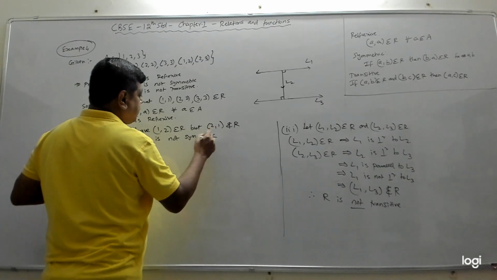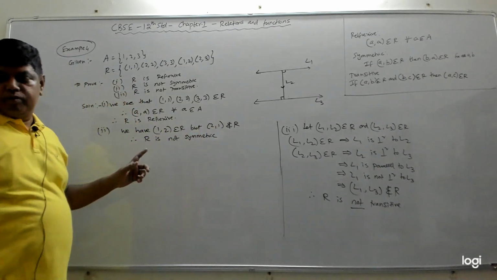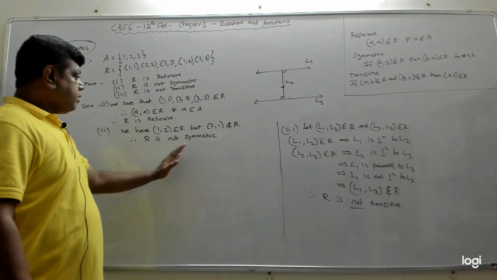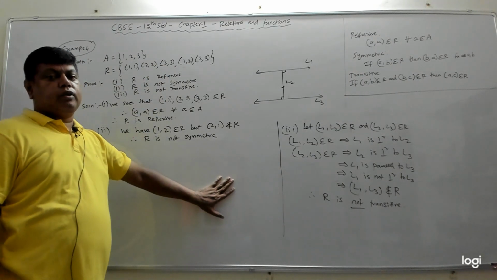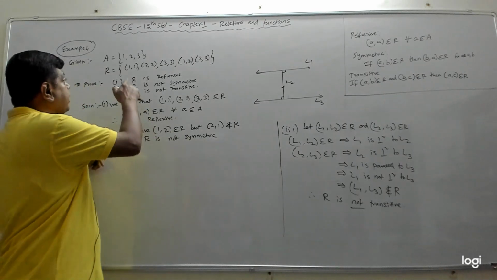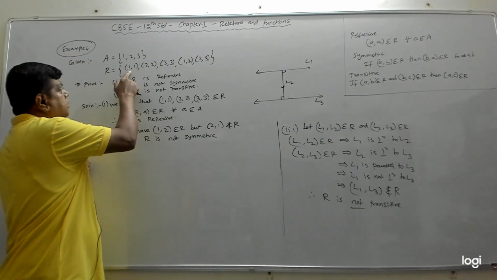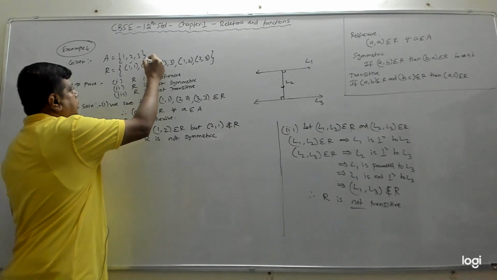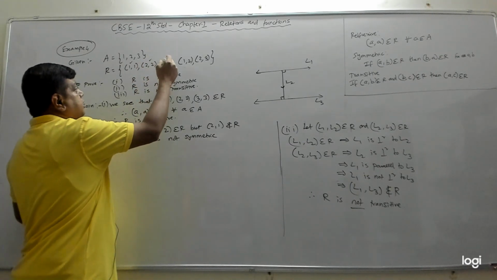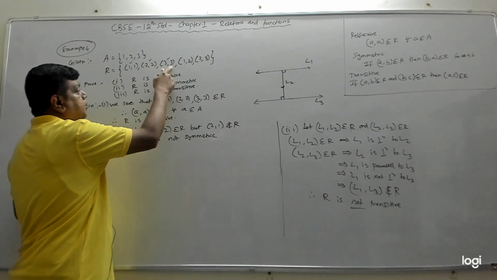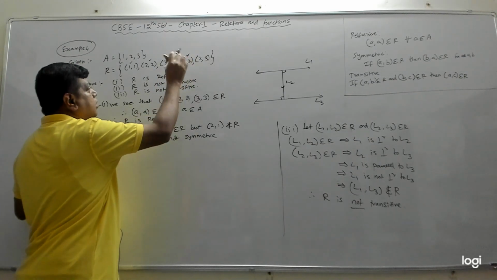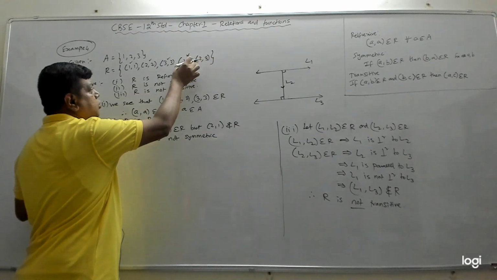That's it. Even if it fails for one of the elements in R, we can say that the relation is not symmetric. It should be true for every element. See here, if you take 1 comma 1, reverse of this is 1 comma 1. So it is true for this. 2, reverse is 2 comma 2. It is there. 3, reverse is 3 comma 3. It is there. For 1 comma 2, reverse is 2 comma 1, which is not there. So it is failing. So you stop here. Don't need to check the next element. Stop here and say it's not symmetric.